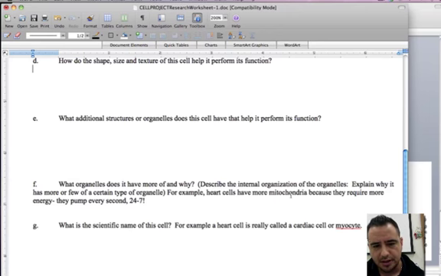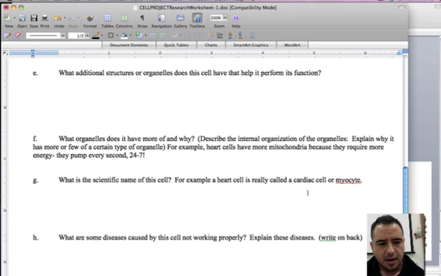Okay, so now then you're going to go to G. G is very easy. What is the scientific name of this cell? For example, a heart cell is really called a cardiac cell or a myocyte. For example, a liver cell is not called a liver cell. It's called a hepatocyte. A brain cell is not a brain cell. It's really called a neuron. So just look for the scientific name of your cell and write it down here. That's an easy one-word answer. Or you might have multiple words for the same cell.